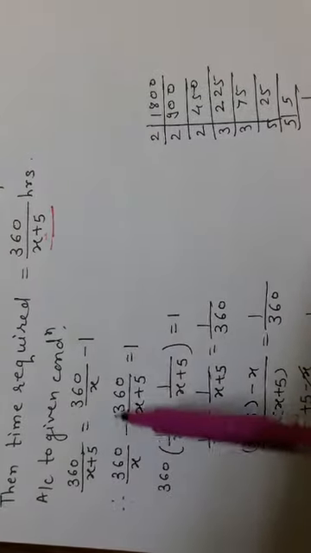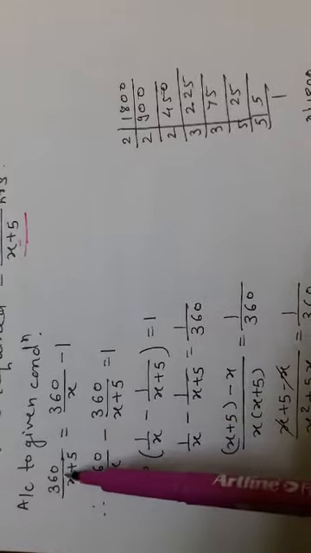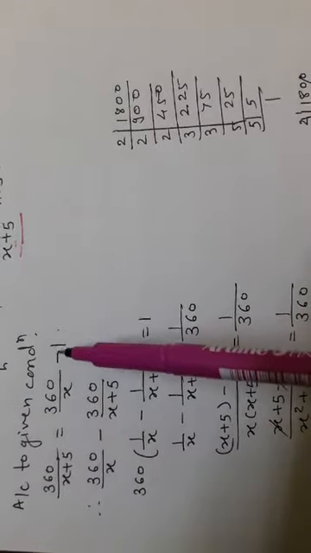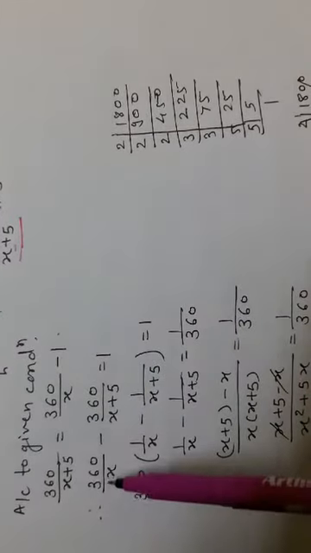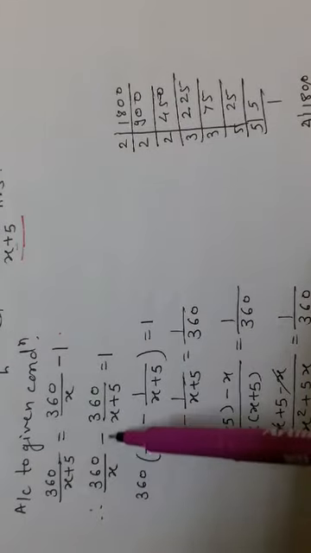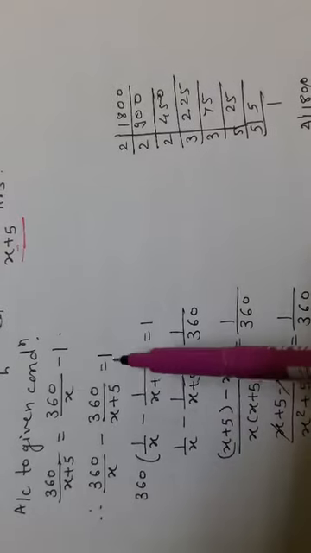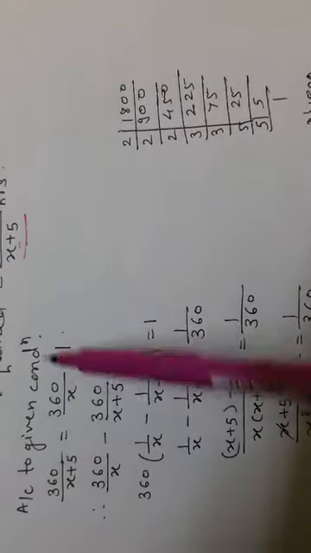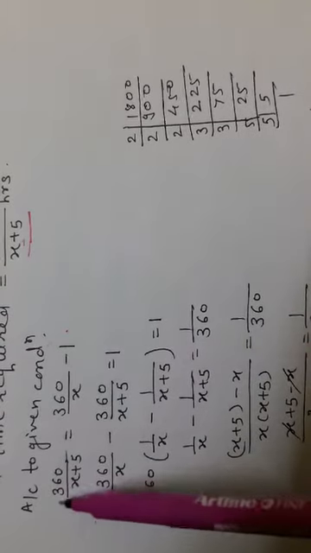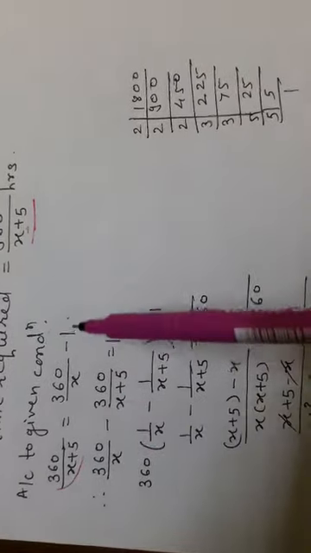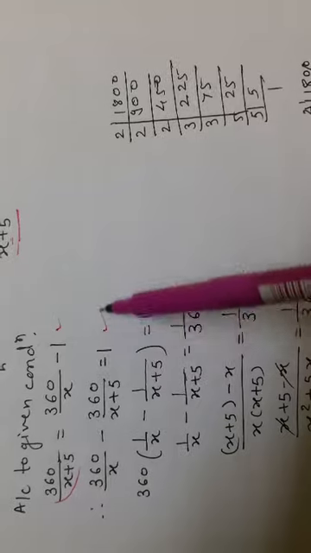Next step, we will shift this term to the right hand side, and the minus 1 term we make positive on the left hand side. So 360 upon x minus 360 upon x plus 5 is equal to 1. Students are often confused in these steps, so instead we can write it directly.